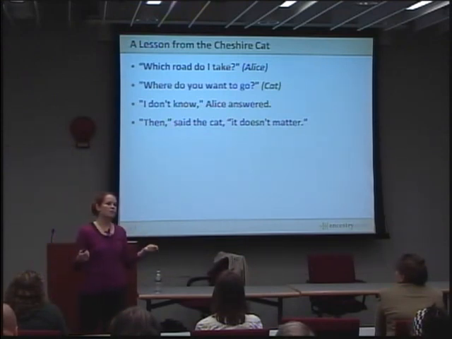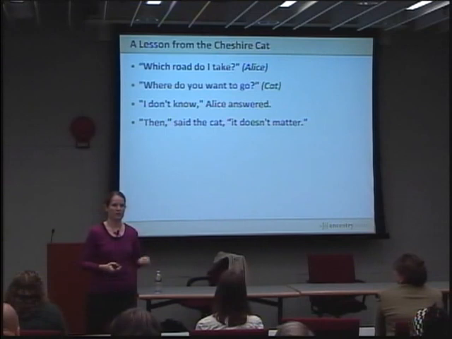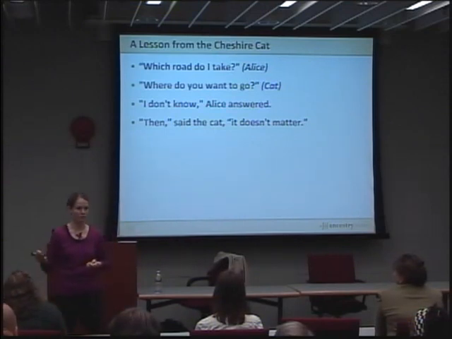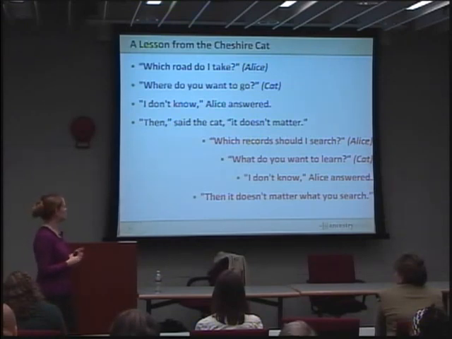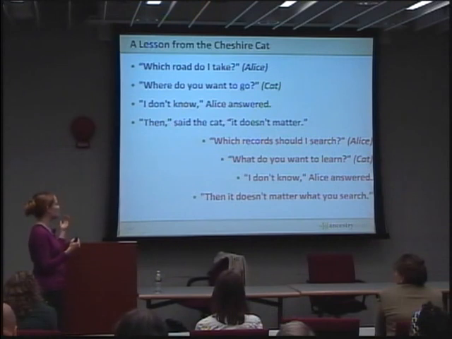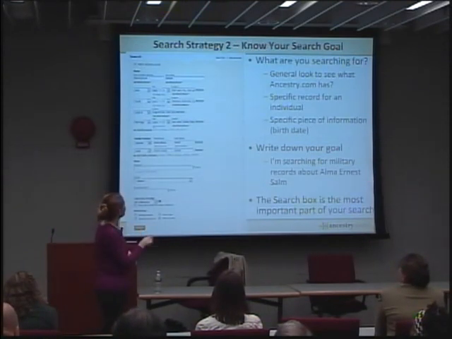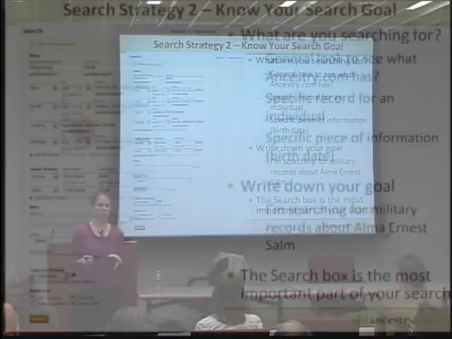So let's pretend for a minute that Alice is a genealogist and the Cheshire Cat is giving her some research advice, okay? Which record should I search, says Alice. And the cat says, well, what do you want to learn? And Alice says, well, I don't know. And the Cheshire Cat would say, well, then it doesn't really matter what you search. This brings us to search strategy number 2, which is to know your search goal.